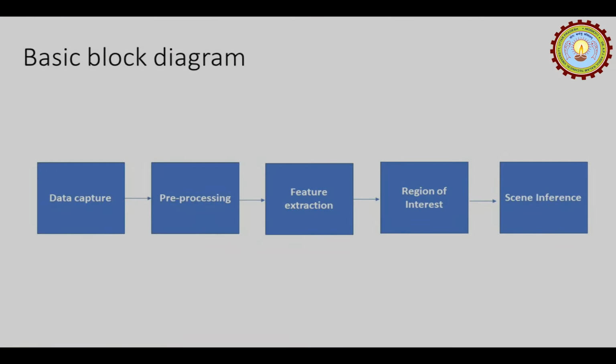Once you have identified your region of interest, you should be able to check whether two people are at a sufficient distance apart, so that the social distancing rule is maintained. That comes under scene inference. Whatever you want to do after identifying the region of interest is called scene inference. This is a basic block diagram.